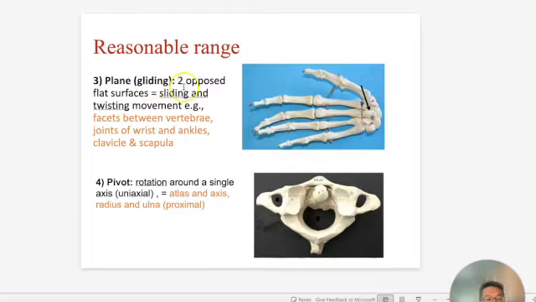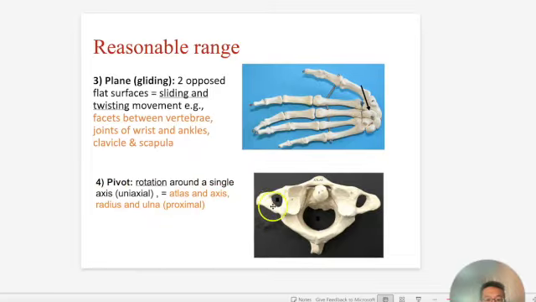Plane and glide: 2 opposite flat surfaces, with gliding and twisting movement. It's got your facets between the vertebrae. You can't see the facet here, but in the vertebrae, it's also in your wrists and ankles. These are all kind of straight, gliding.